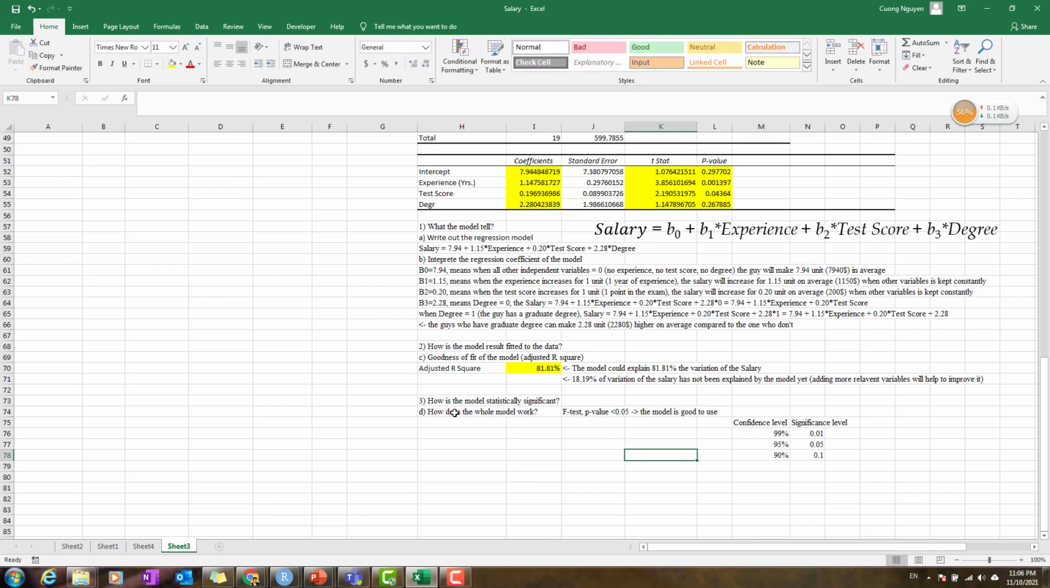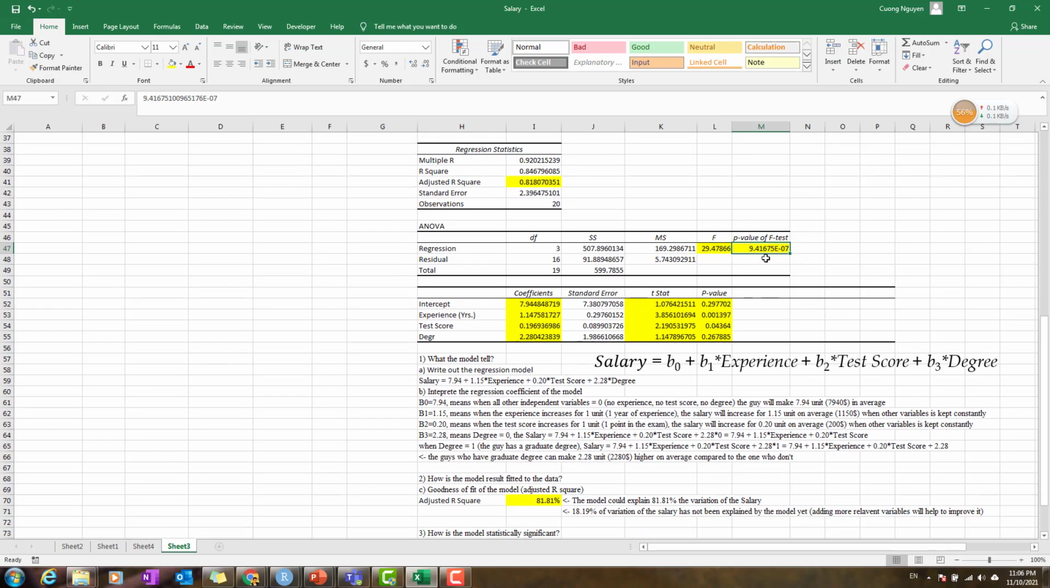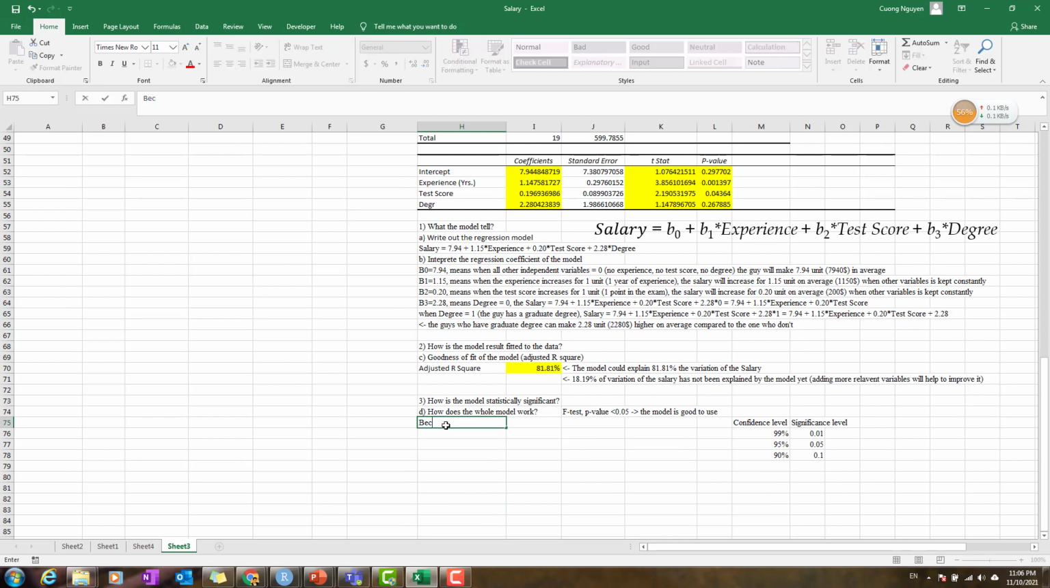Let's check it. We need to take a look at the F statistic, especially the p-value of the F test. If you see a scientific-notation number that you cannot understand, just change it to a normal number format, and you see it's very small. Because the p-value of the F test is 0.00, which is smaller than 0.05, the model is significant. That means the model is good to use.